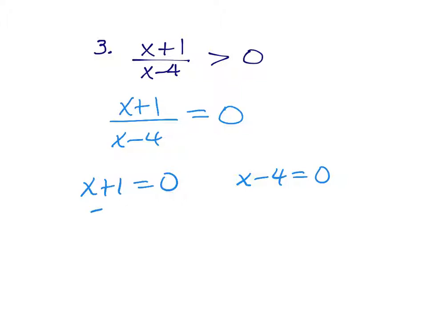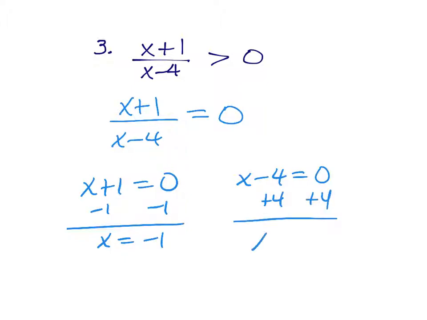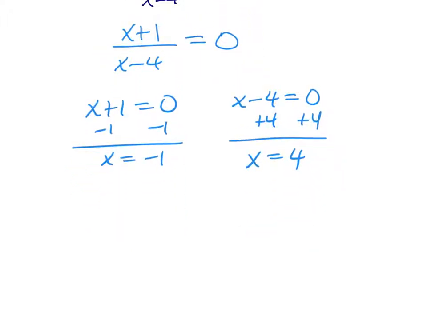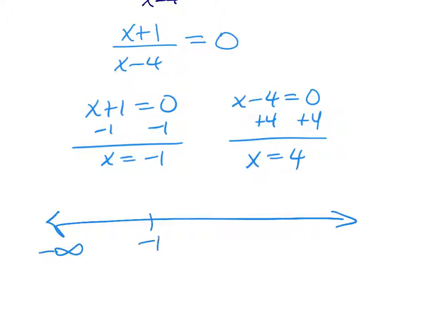All right, subtract 1, x equals negative 1, add 4, x equals 4. Everybody with me? Those are the numbers that'll go on your number line. All right. Now I got to pick a test point. Again, let's look for 0. It's in the middle here.